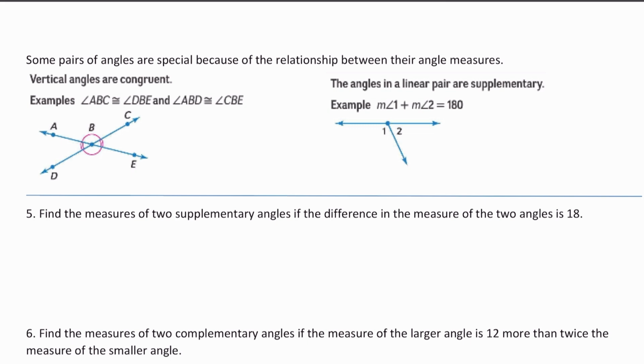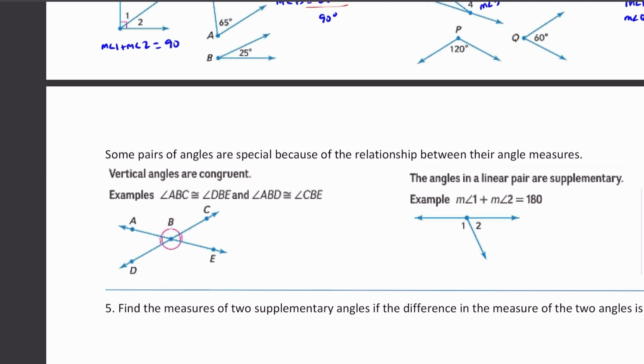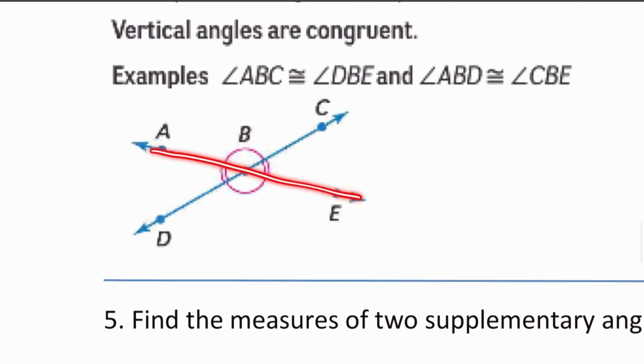Some pairs of angles are special because of the relationship between their angle measures. Vertical angles are congruent. And we've been talking about vertical angles a lot throughout the notes today. So remember, with vertical angles, you need to have two straight lines. Two straight lines that intersect at a point where it forms this beautiful looking X, as you can see. We have four angles involved. We have this angle, this angle, this angle, and that angle there. Okay? So the angles across from each other are congruent.